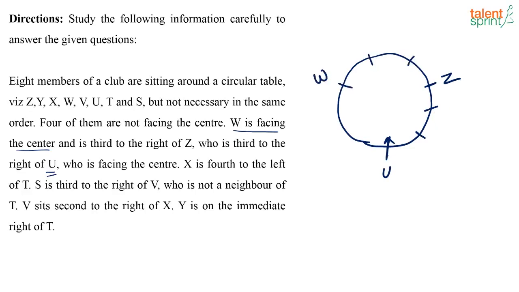This has to be W, right? 1, 2, 3. This has to be W. Now it is given that W is facing the center, and W is third to the right of Z, which means this is going to be the right hand side of Z. So which direction should Z face?